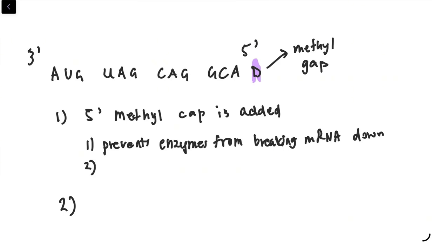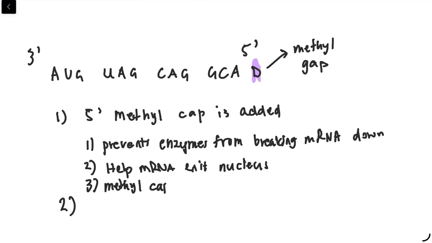Another thing, again we said that it aids in stability, so it does help mRNA exit the nucleus and attach onto a ribosome. A ribosome attaches onto the mRNA strand, so it needs signals to help it identify where it should attach. So the methyl cap helps in identification.